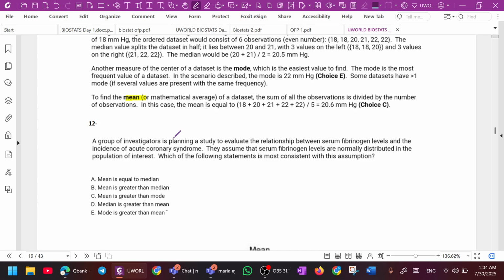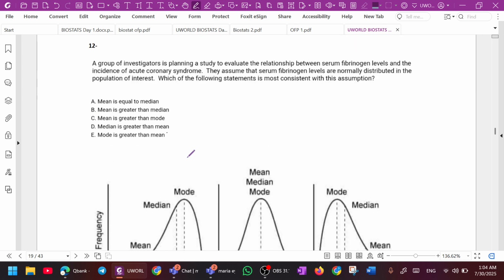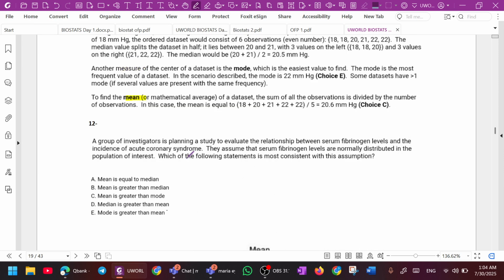So it is a normal distribution curve. So mean is equal to median. Mean, median, mode will be equal, isn't it? I'm asking you. Yes. What answer do you want to pick? Answer A. You're right. In a normal distribution, mean and median are equal. The answer is A.